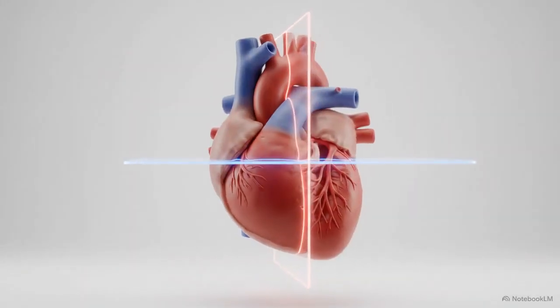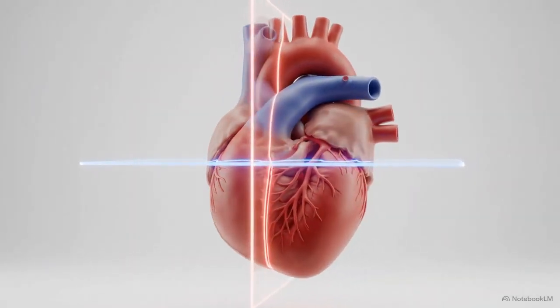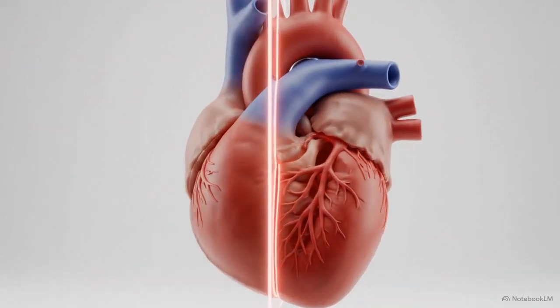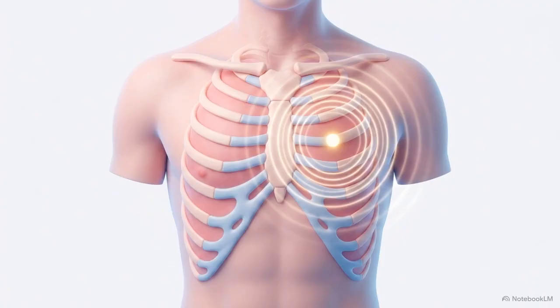By viewing the heart in its long axis and then slicing through it in the short axis, you gather a complete 3-dimensional assessment of how well the left ventricle pumps blood, all from a single intercostal space.